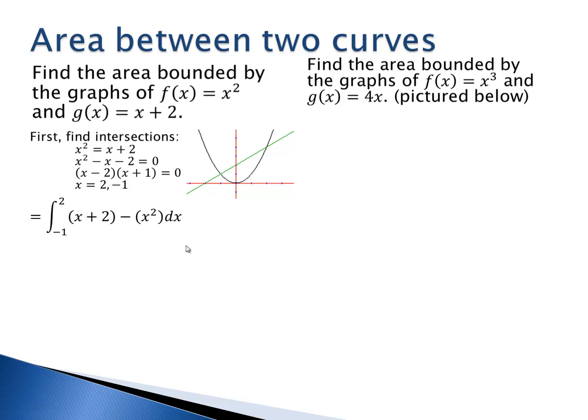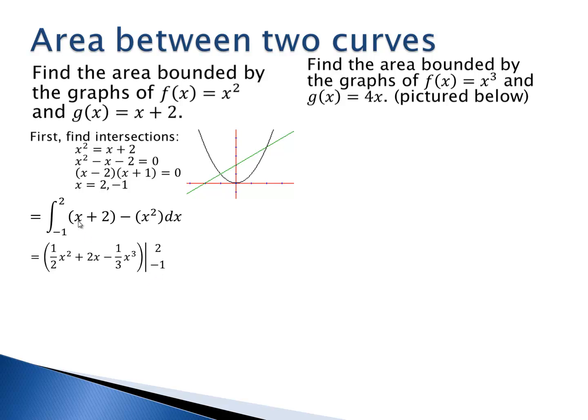All right. So there's our integral from negative 1 to 2, from left to right. And we do top minus bottom. So x plus 2 on top, and then minus the bottom, x squared there. And then all times dx, just to say that we're integrating with respect to x. All right, there's really no combining like terms that we can do on this one. So just integrate straight through.